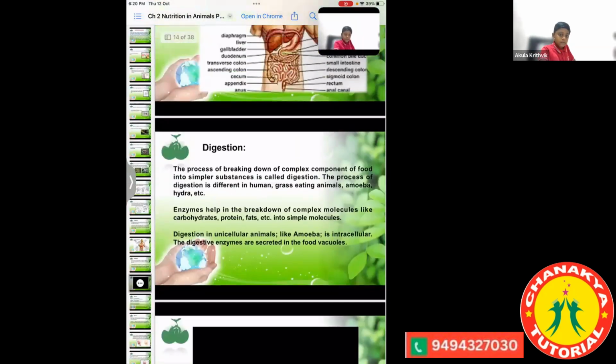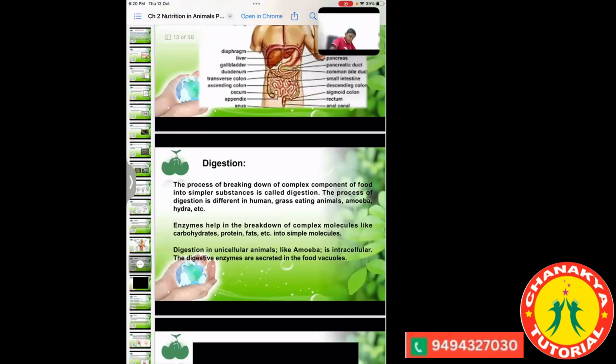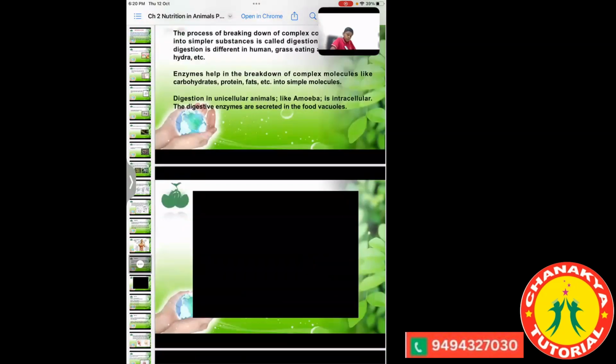Okay. So now digestion, the process of breaking down of complex components of food into simple substances. The process of digestion is different in humans, grass-eating animals, amoeba, hydra, etc. So how is it done? It is done with the help of enzymes. They will be making them into simple molecules.